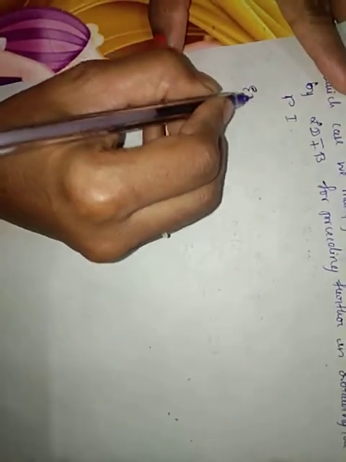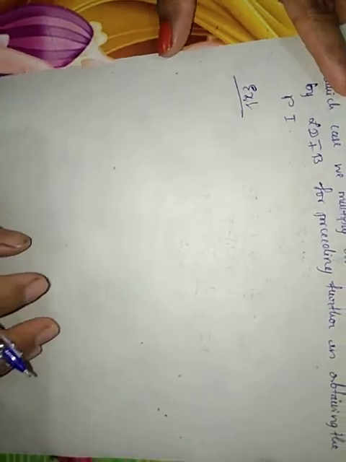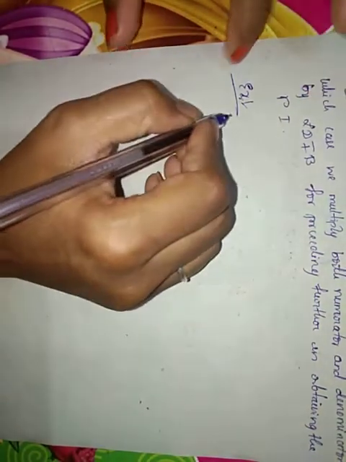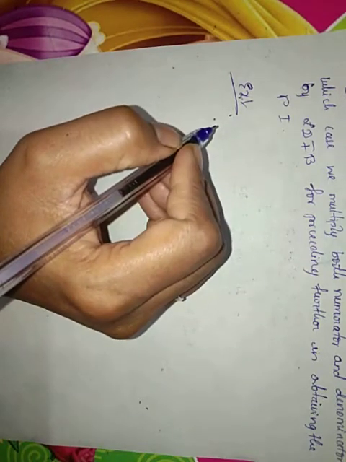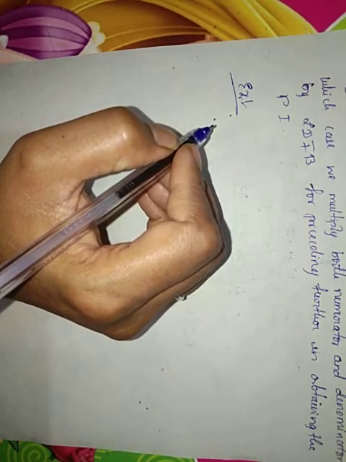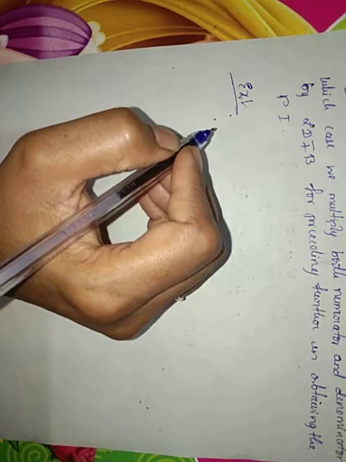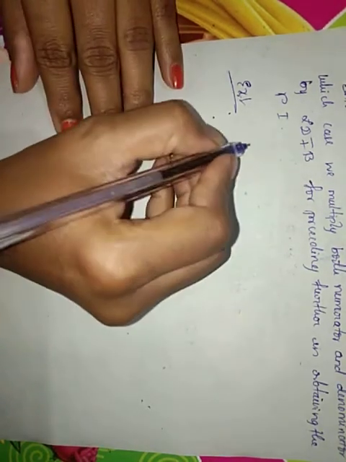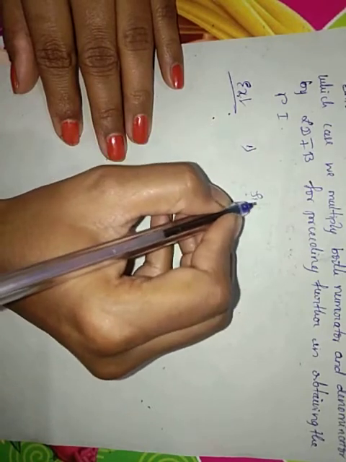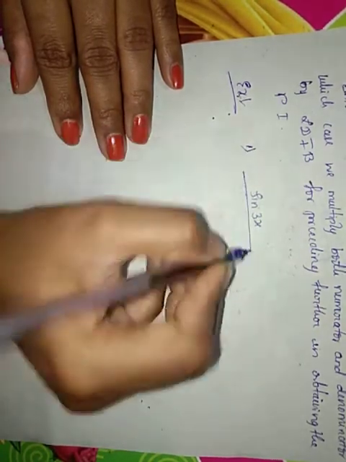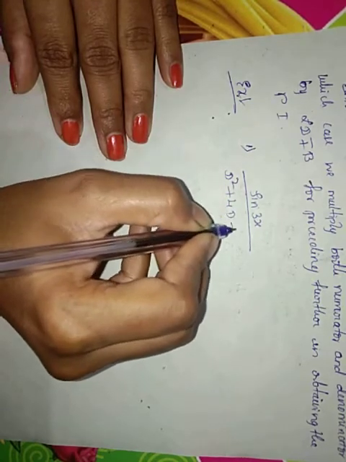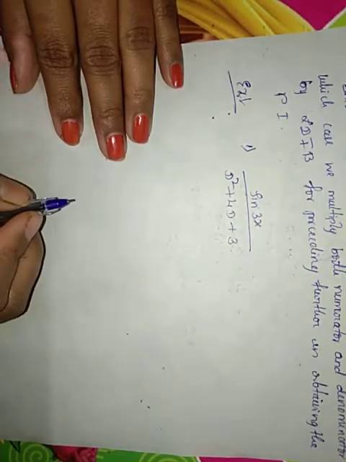Take down this procedure of only finding the PI, not a non-homogeneous equation. It is just an example to help you understand finding the particular integral, not exactly solving a non-homogeneous equation of the second kind. So take the example: sin 3x divided by D squared plus 4D plus 3.